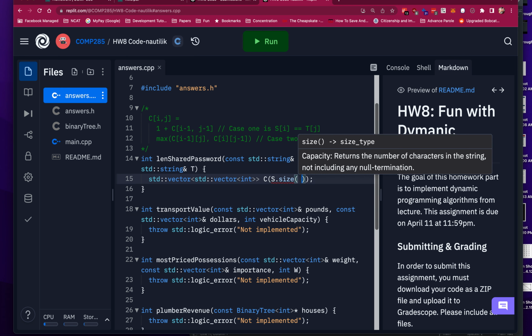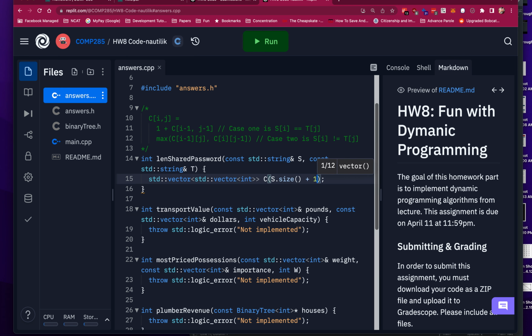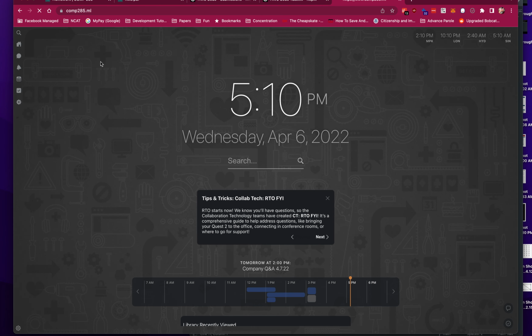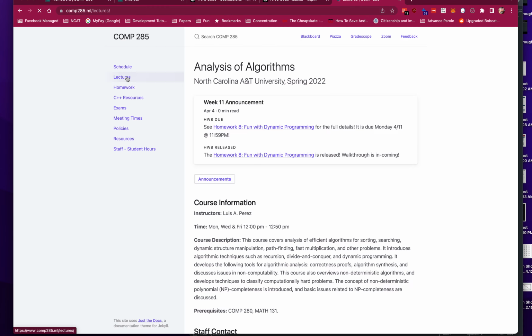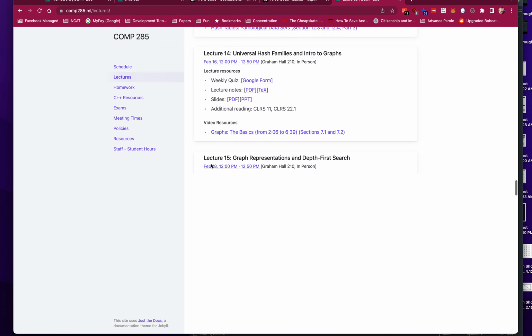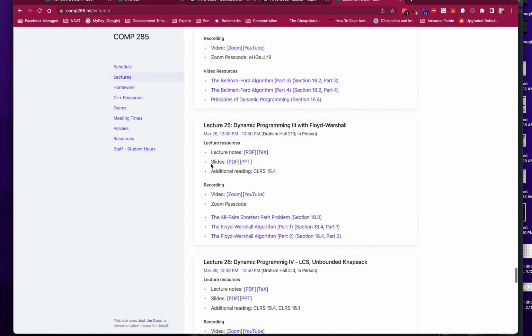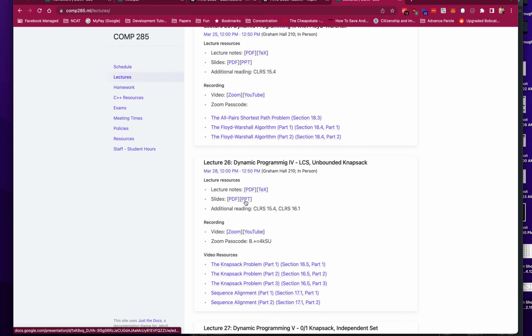One thing to keep in mind is that this needs to be 1 bigger than the actual size of the strings, because the strings are 1 indexed, but the array is 0 indexed, right? And we have the column and the row that are all zeros. So I encourage you to take a look at this, since we're basically implementing the algorithm that we covered in lecture 26.